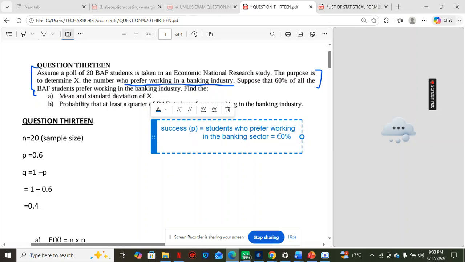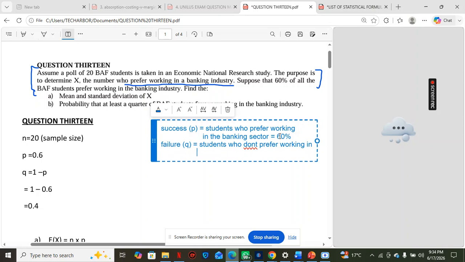Then in this case, a failure, which is Q, represents the students who don't prefer working in the banking sector.